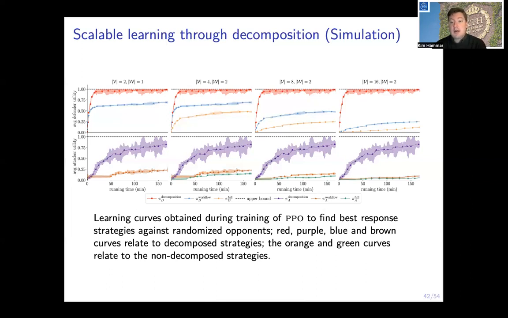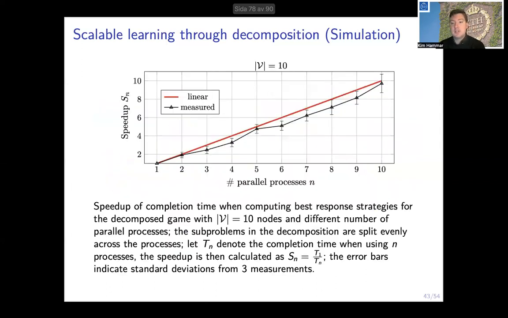And we see a very similar pattern in the bottom row, where the purple curve shows the performance in the fully decomposed game. The brown curve shows the performance in the game decomposed on the workflow level only, and the green curve shows the performance in the original game. The reason why we have this nice scaling when we use the decomposition is that we can parallelize the solution to the subproblems. So this gives us very close to linear scaling, which is the best thing that we can achieve.